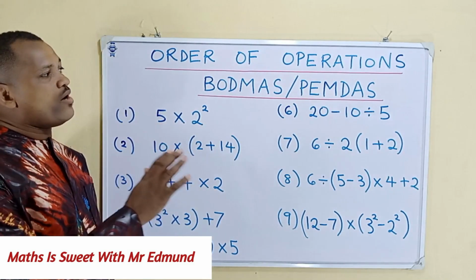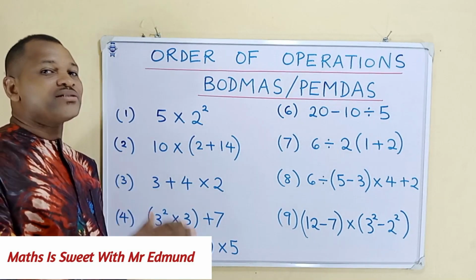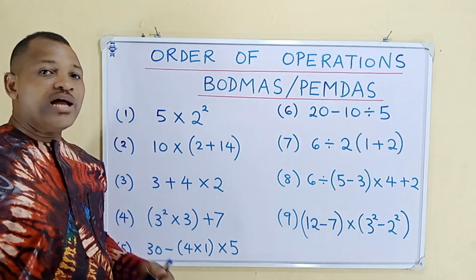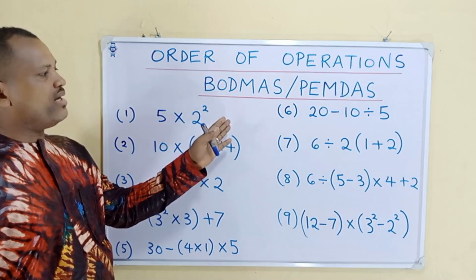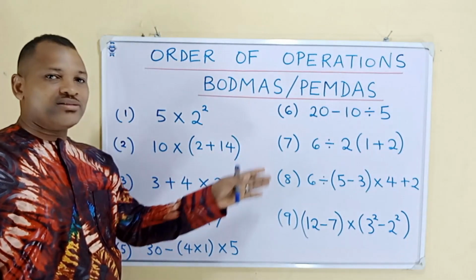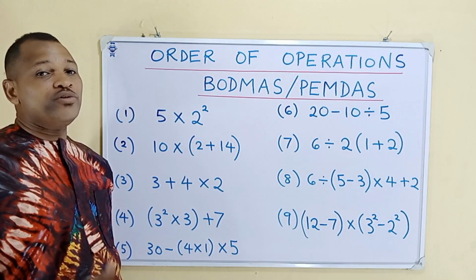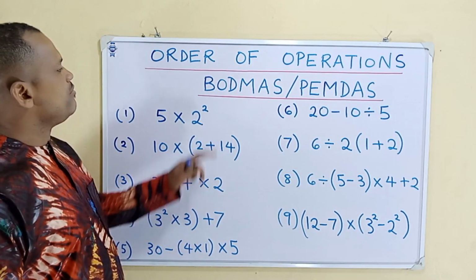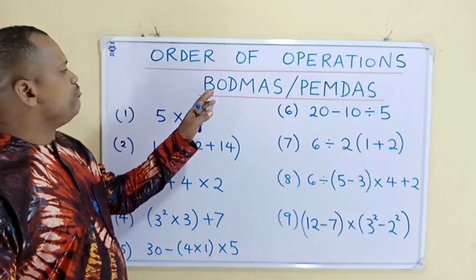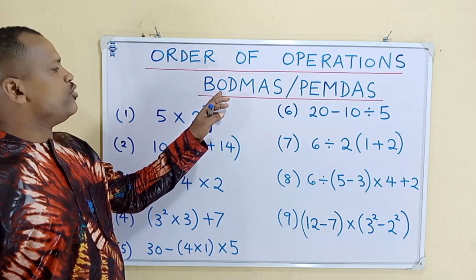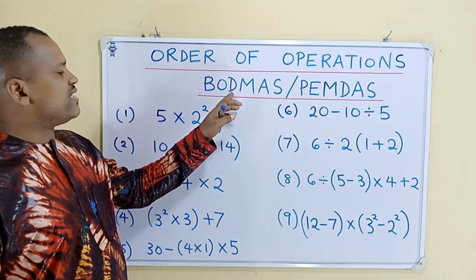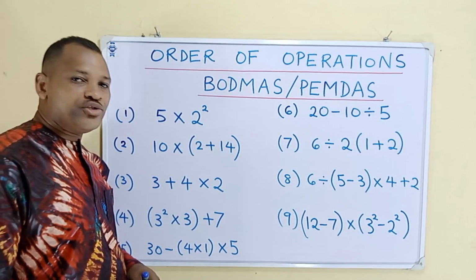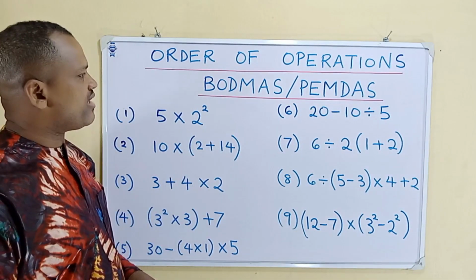Hello, this is our second and the last video on order of operations, popularly known as BODMAS or PEMDAS, depending on which part of the world you live in. To refresh our memory, for BODMAS, B stands for bracket, O stands for order, D stands for division, M multiplication, A addition, S is subtraction.